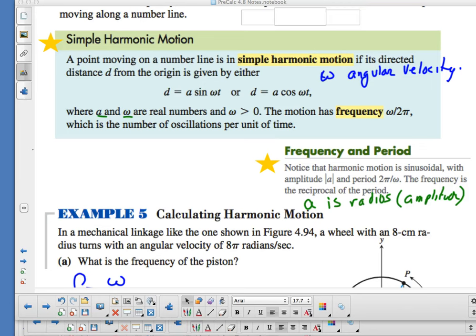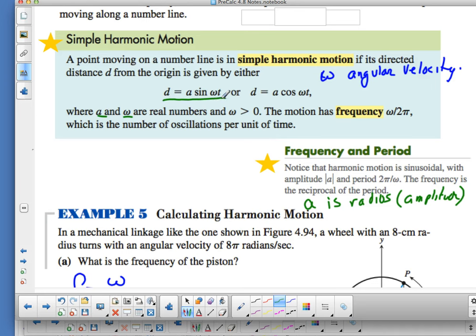Okay, so this is our second part of 4.8, and we're talking about simple harmonic motion. Now, a point moving on a number line is in simple harmonic motion if its directed distance d from the origin is given by either one of these equations.